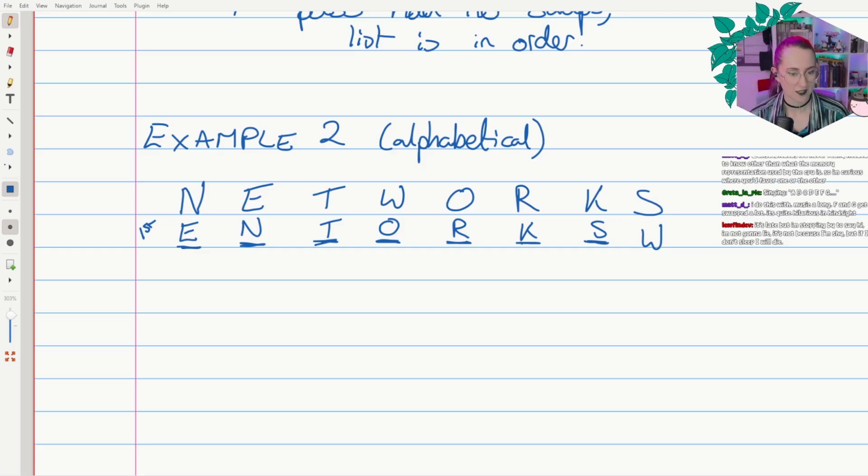Okay, second pass. So E compared to N. E is earlier in the alphabet. N compared to T. N is earlier in the alphabet. T compared to O. O is earlier in the alphabet. So now we're doing T compared to R. R, S, T. R is earlier in the alphabet.